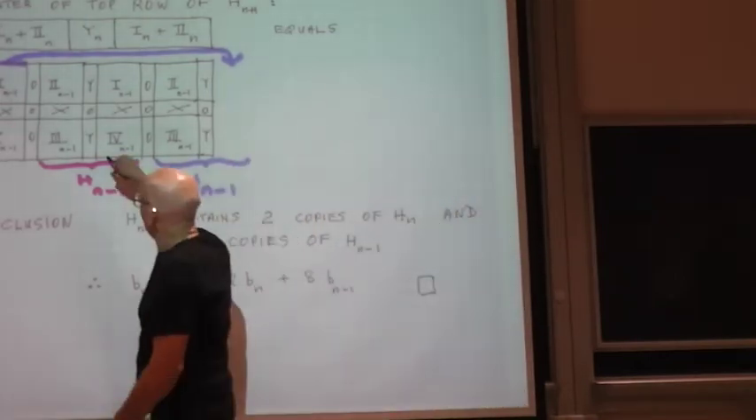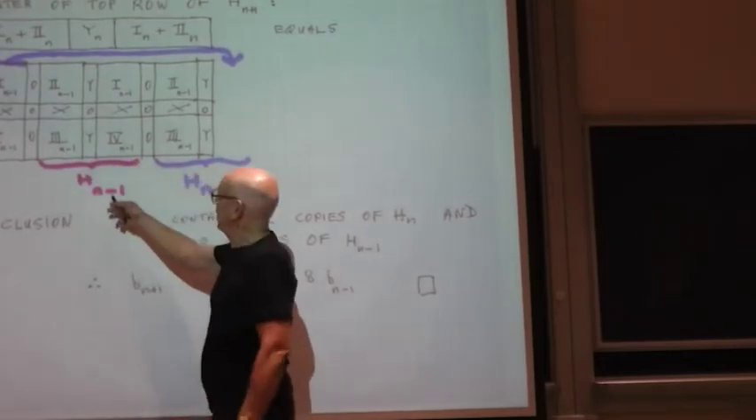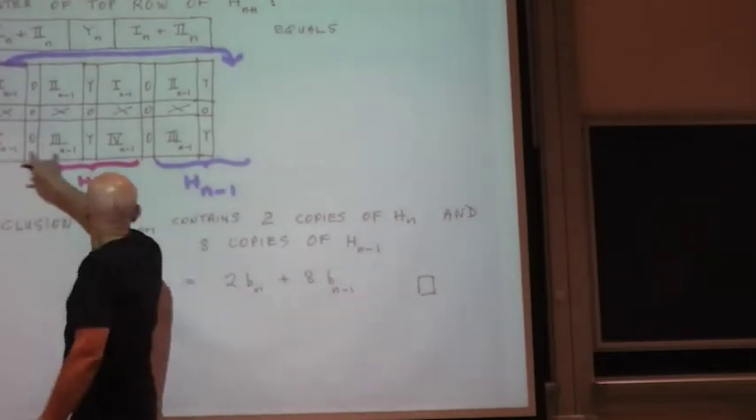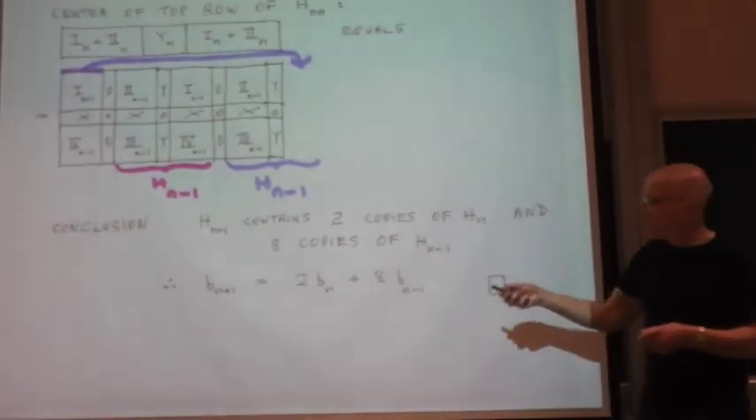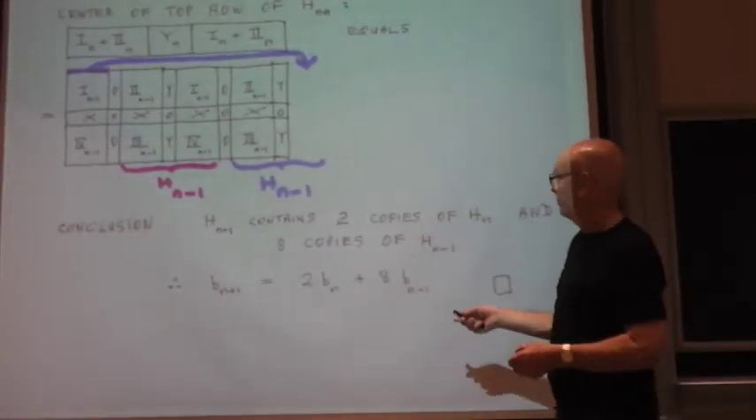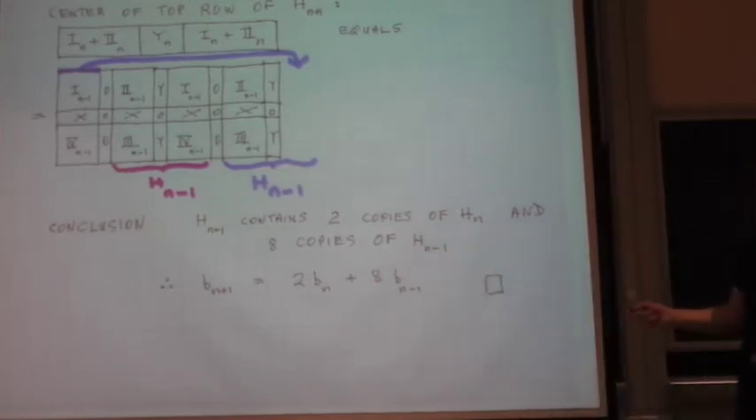Then we can say, aha, this is a copy of h sub n minus 1, and if we move this to here, we get another copy. And this is true on each of the 4 edges. We get 2 copies of h of n minus 1 on each, so we end up with 8 copies of h of n minus 1, and we already have 2 copies of h of n. So we have proved the identity we were trying to prove.